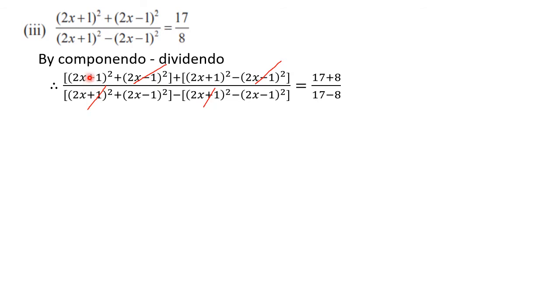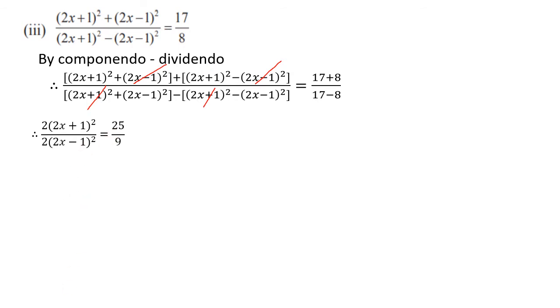These two are having positive signs, so they will be added: 2 times (2x plus 1) the whole square. And here this minus and this minus also will give you plus. So these two brackets also will be added, and you will get 2 times (2x minus 1) the whole square. And here 17 plus 8 is 25, and 17 minus 8 is 9. So it is reduced to this now. You can see it by using one property, componendo and dividendo. We did some cancellations.